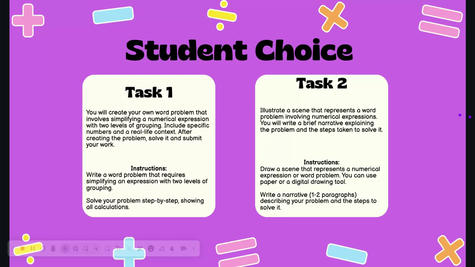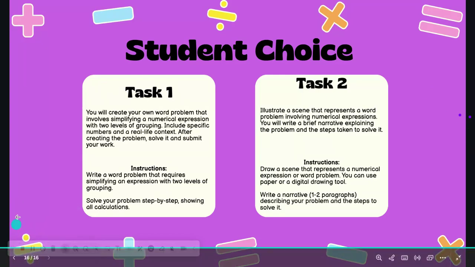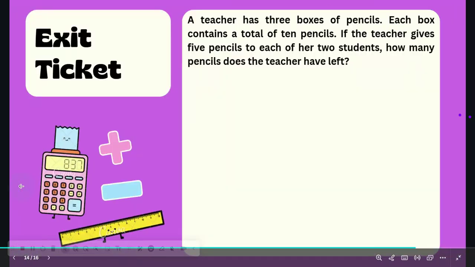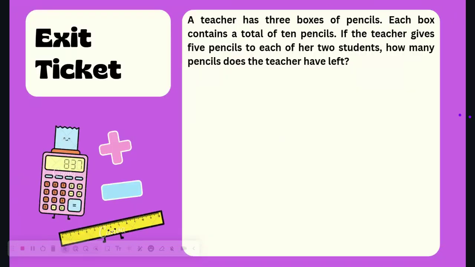Make sure you write a narrative explaining the problem and the steps taken to solve it. You do not have to turn this in. This is just if you want additional practice. This is something that you create on your own. But make sure you complete your exit ticket first, and then you can move on to your extension activity.